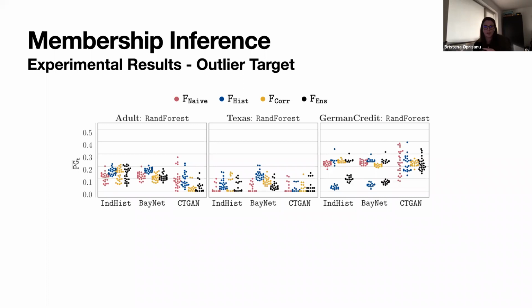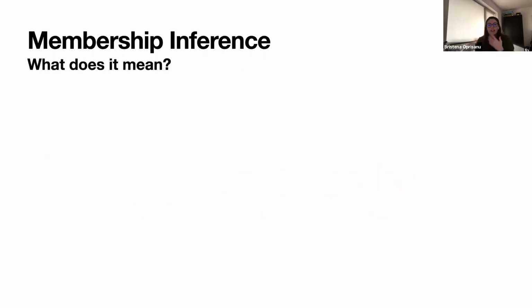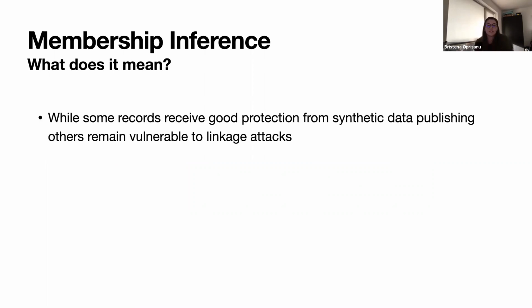So it's basically the attacker success is going to be higher than 50%. So we think that a strategic adversary that chooses the right features to mount the attack has high chances of success and can perform substantially better than the baseline. And again, what do the results of our experiments show? Is that while some records receive good protection from synthetic data publishing, others remain vulnerable to linkage attacks.